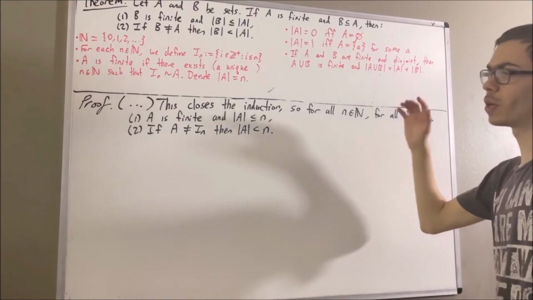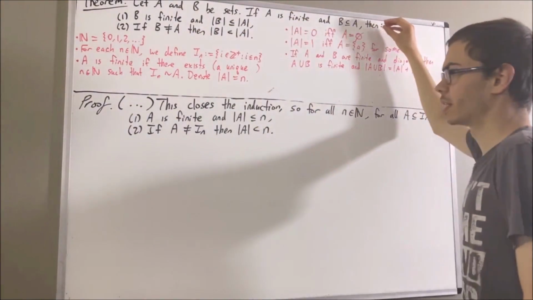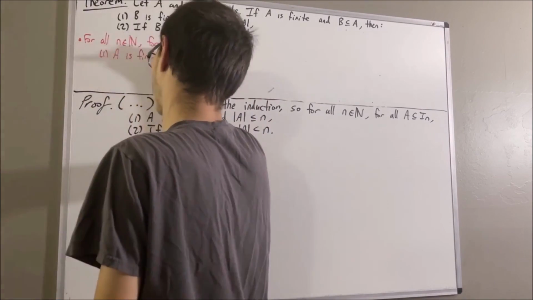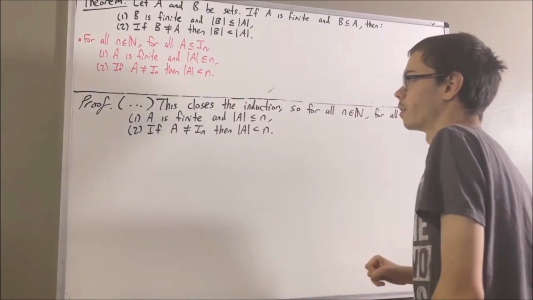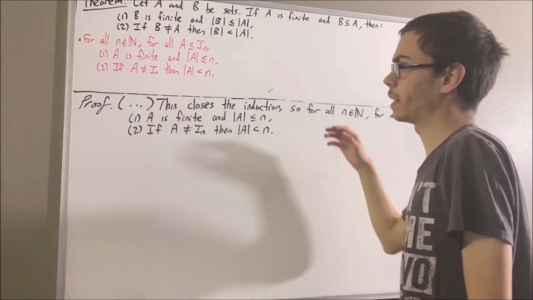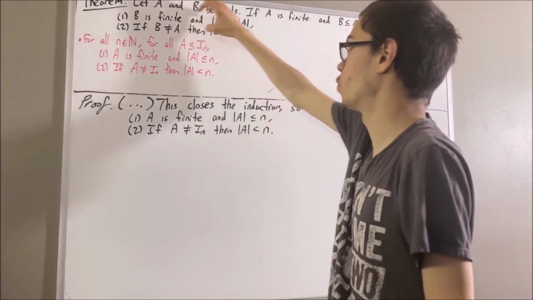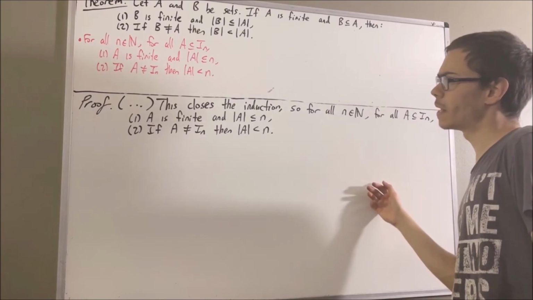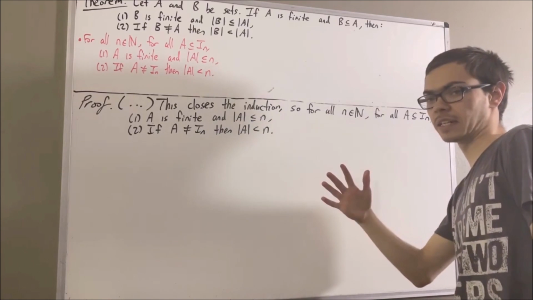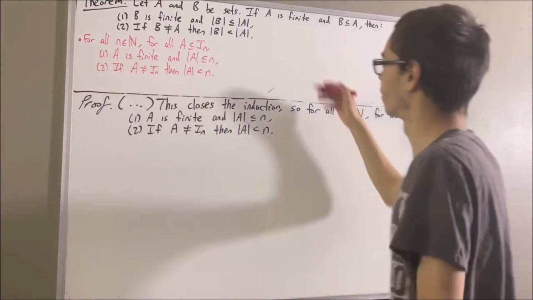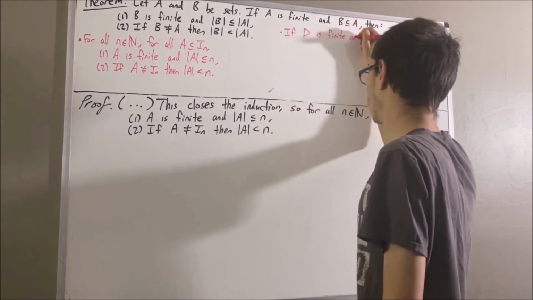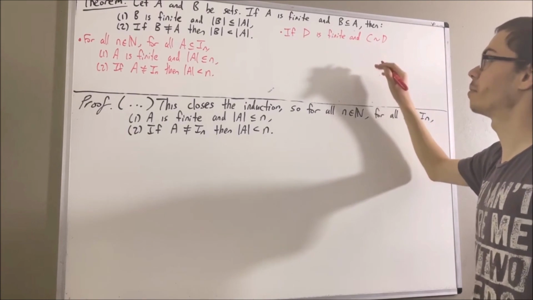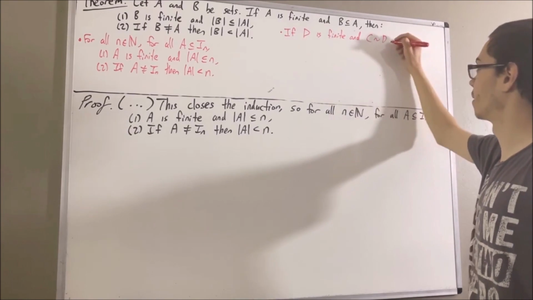So now we're ready to prove the main result. Now, there's another fact regarding finite sets that we're going to use in proving the main result. Given any two sets C and D, if D is finite and there's a bijection from C to D, then C is also finite, and the number of elements in C is equal to the number of elements in D.